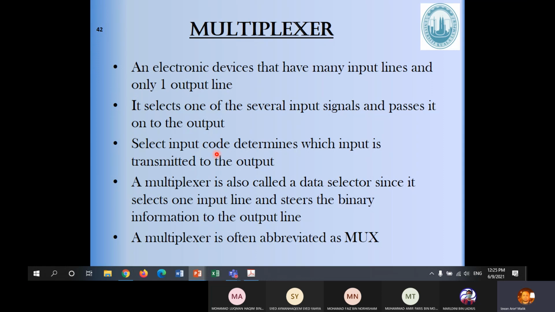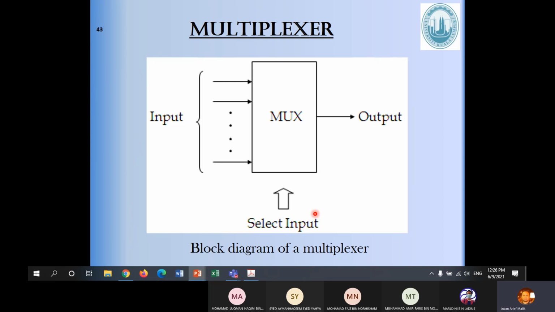The select input code determines which input is transmitted to the output. So the select input plays the main role in multiplexer. Dengan D-Max, samalah dua-dua, select tu yang akan memainkan peranan. A multiplexer is also called a data selector since it selects one input line and steers the binary information to the output line. It is often abbreviated as MUX. Okay, dia punya singkatan.